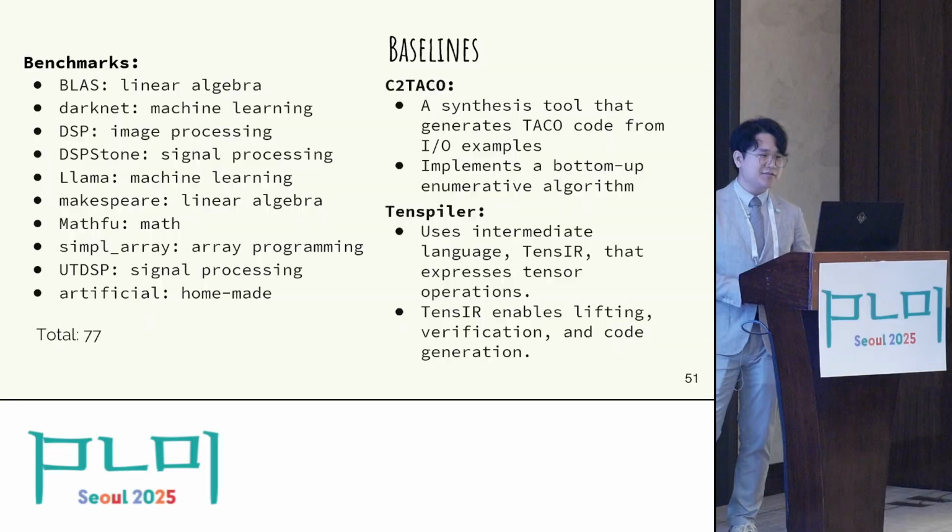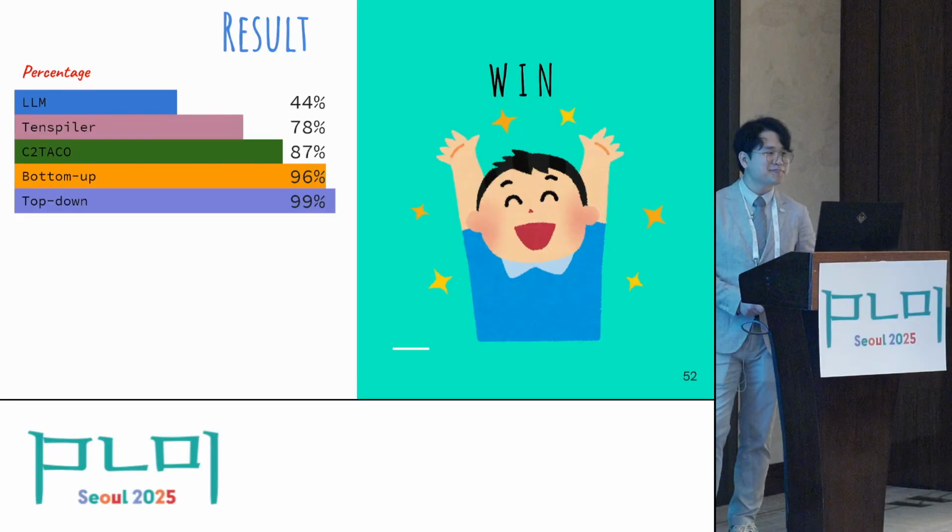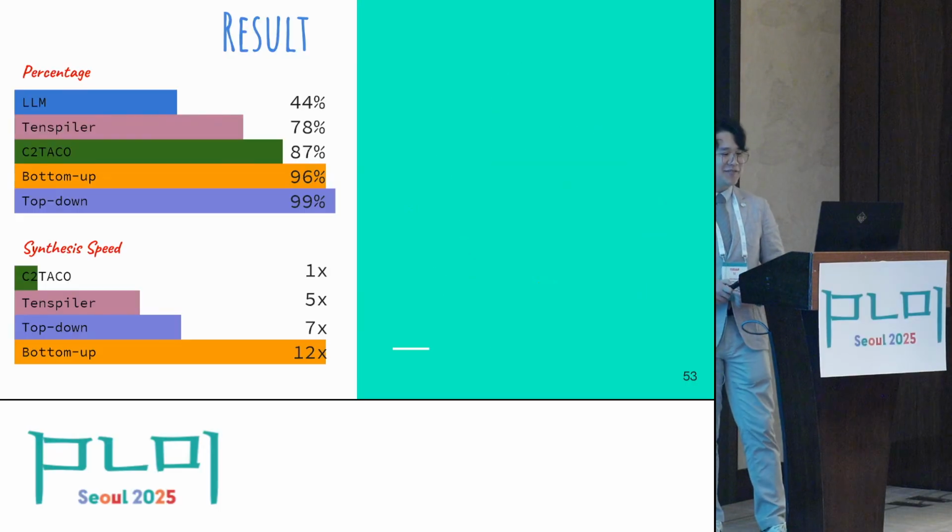Okay, let's look at our results. For the percentage of coverage, the LLM can solve 44% of benchmarks, and the previous state-of-the-art solve 78% and 87%. The best is our top-down enumerator. It solves 99% of benchmarks. And yeah, we win.